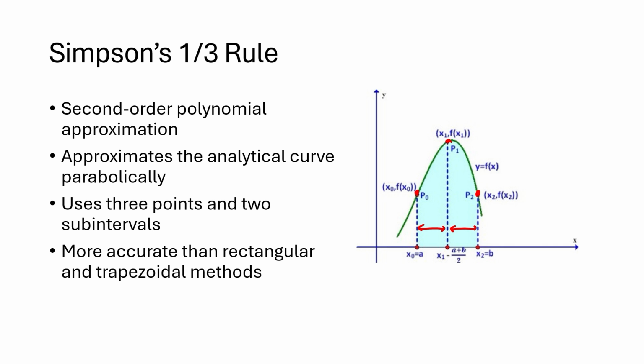Compared to the trapezoidal method, over here we go up a point and up a subinterval. Now what does this change for us? This means that our estimates become a lot more accurate compared to using rectangles and compared to the trapezoidal method that we just used.